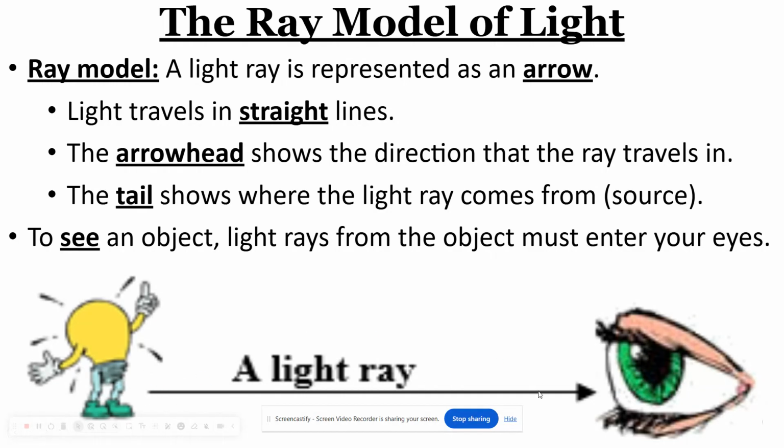There's an arrow tail and an arrow head. The arrow tail shows where the light is coming from, so from the light bulb here, and the arrow head shows where the light is headed. So here it's going towards the eyeball, so you can view it. So to see an object, it's important to understand that light has to come from that object and go into our eyes.